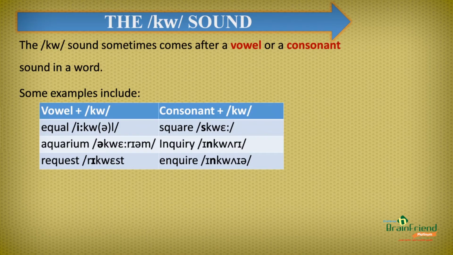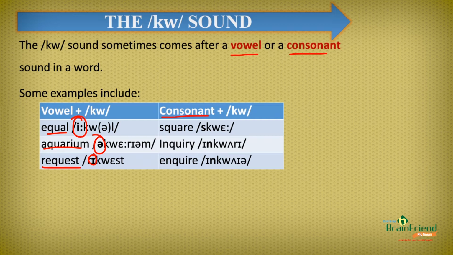The kw sound sometimes comes after a vowel sound or a consonant sound in a word. Let's take a look at some examples. For the vowel sounds, we have words like equal, where we have the long E sound. Next, we have aquarium, where we have the schwa sound coming before the kw sound. Next, we have request, where we have the short E sound.